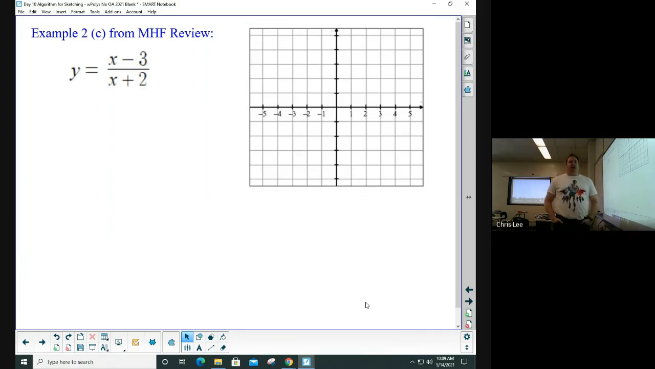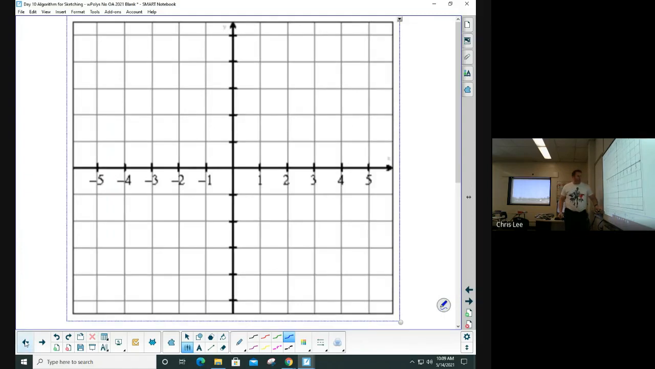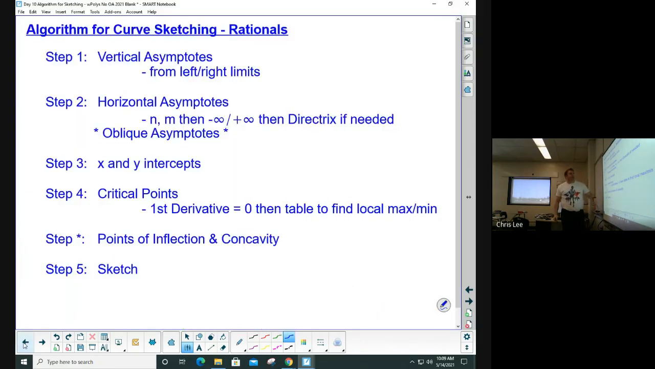So already we should recognize that this is a rational function as opposed to a polynomial because you have one thing being divided by another thing. We're going to end up with some asymptotes. So here is our algorithm for sketching rationals. We're going to do vertical asymptotes first, check their limits. Horizontal asymptotes, check their limits. If we need to get the directrix, we will.